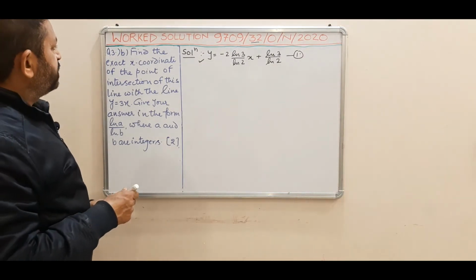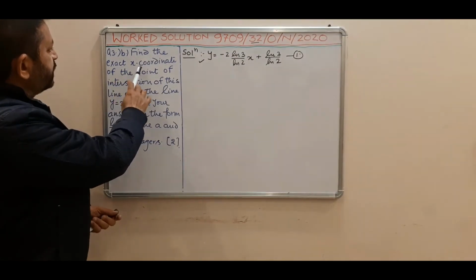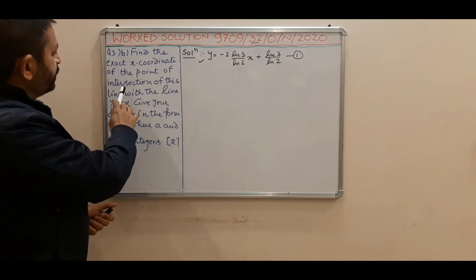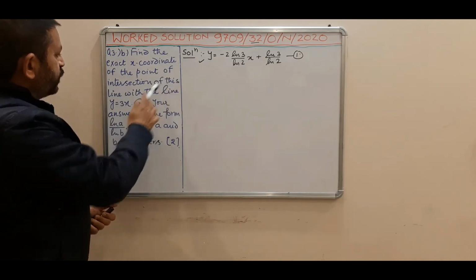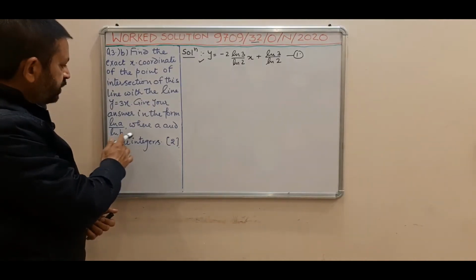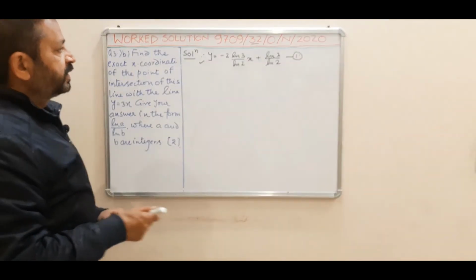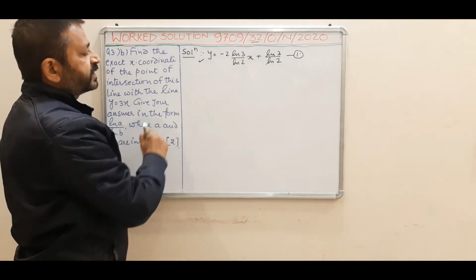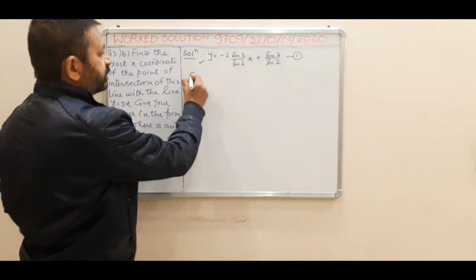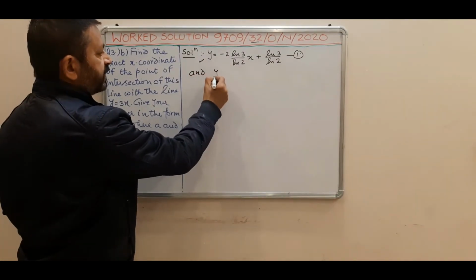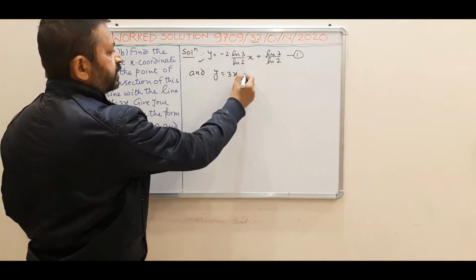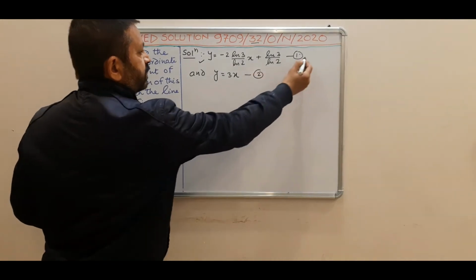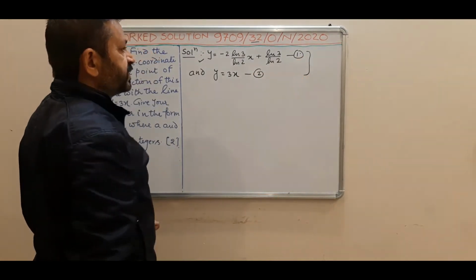Question number 3, B part. Find the exact x coordinate of the point of intersection of this line with the line y is equal to 3x. Give your answer in the form ln a upon ln b, where a and b are integers. This question carries 2 marks. So from the first part, we have this line and one more line is given, that is y is equal to 3x. Their point of intersection is required.